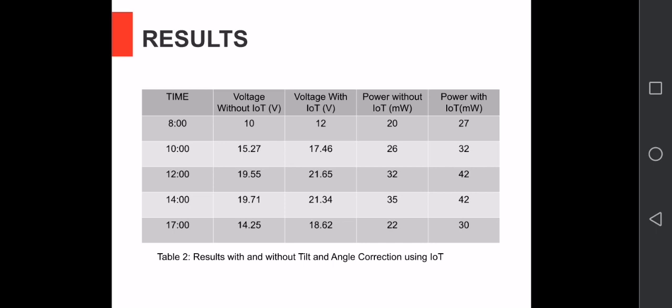As you can see, power without IoT is always less than power with IoT. This is a small price that you have to pay. The solar trackers you can order online, or you can make your own solar tracker. This will benefit you a lot if you employ it with a solar panel, and this will correct your tilt and azimuth angle.